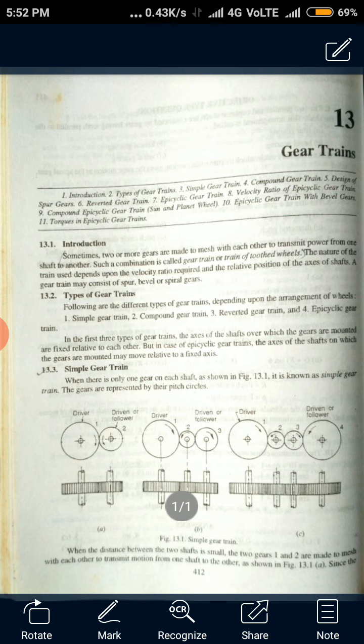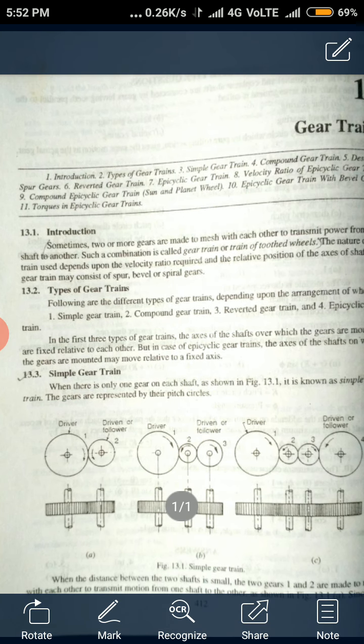So gear trains are classified into basically four types. If you see here: simple gear train, compound gear train, reverted gear train, and epicyclic gear train. In today's class I will go one by one through what these types of gear trains are, and in the next class we'll take problems. So first let's go for the simple gear train.